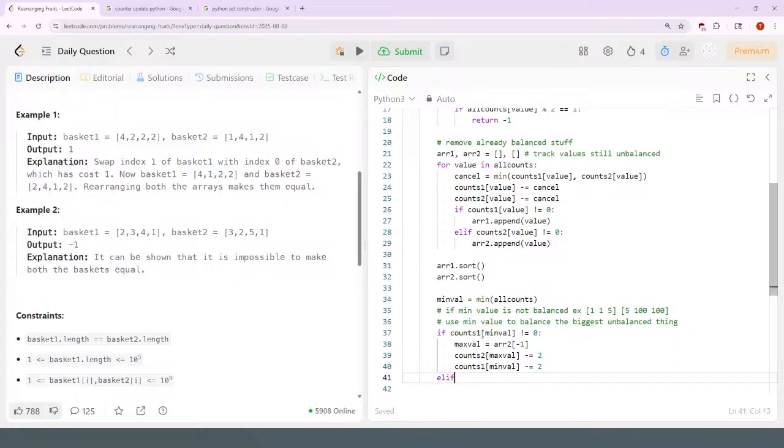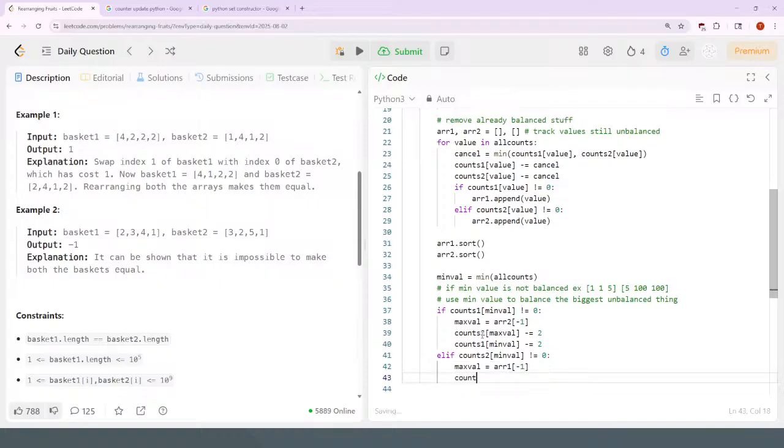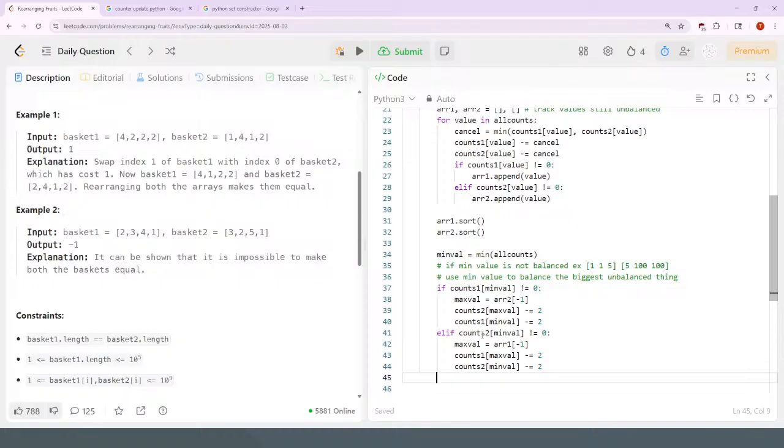Okay. Counts 2 of the min value not equal to 0. Max value is equal to the last of array 1 to balance with, so counts 1 of this max value decreases by 2, counts 2 of this min value decreases by 2. Okay, I think that's fine. Okay, so now what?